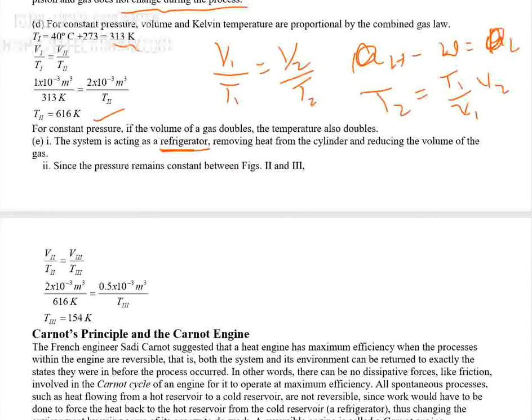Since the pressure remains constant between 2 and 3, to calculate the temperature, we used the temperature of the second. Therefore, by taking the ratio, finally you can get 154 Kelvin of temperature.